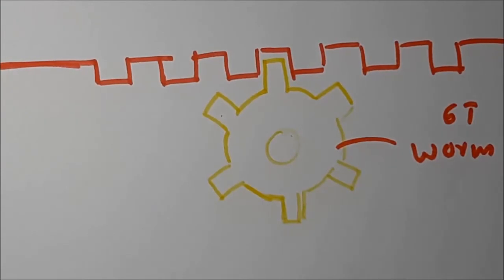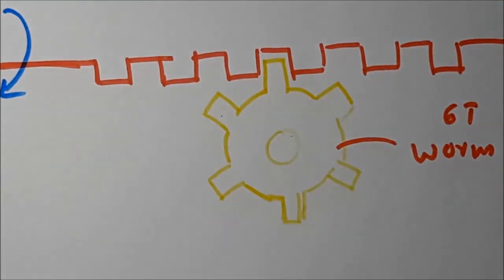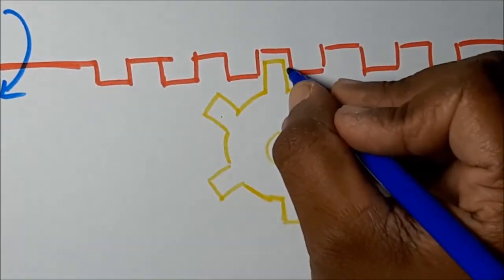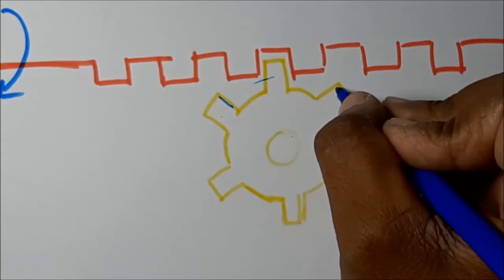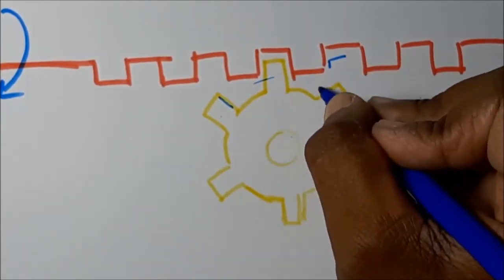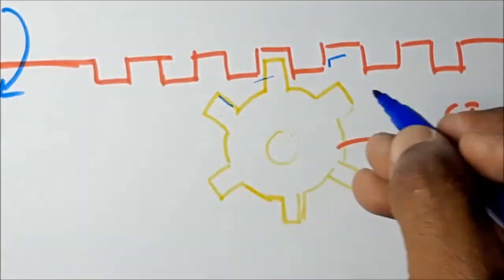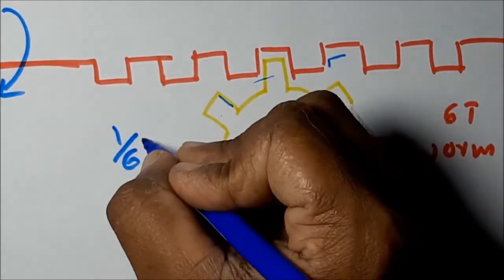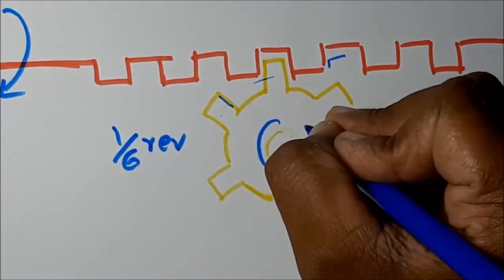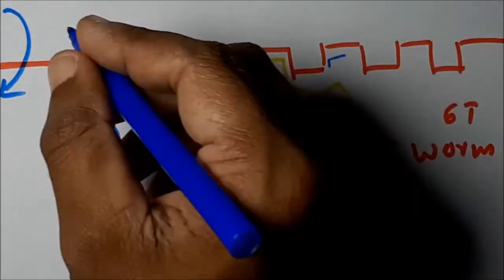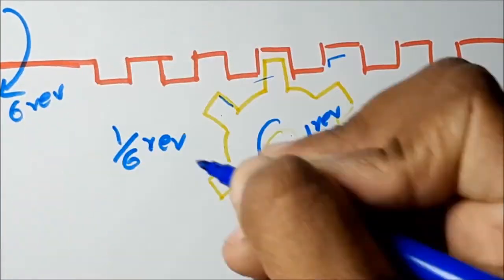To illustrate this process, I will take this 6-tooth worm wheel. What happens in one complete revolution? How many revolutions does the worm wheel produce? What do you think? For one complete revolution, this tooth comes to this position, then this will engage to this slot. That means for one complete revolution of the lead screw, this produces 1/6 revolution. For one complete revolution of the worm wheel, the lead screw should rotate 6 revolutions.